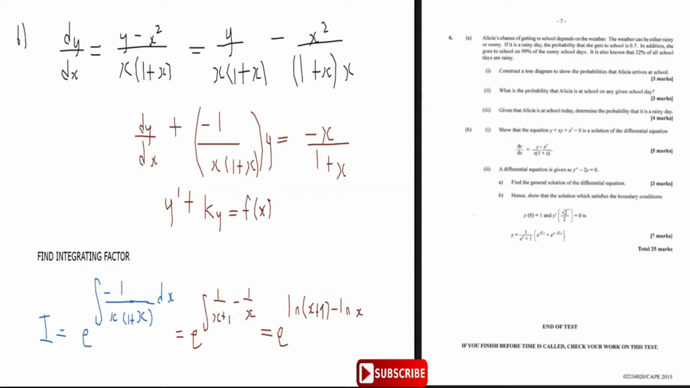Now, log a minus log b is equal to the log of a over b. So that becomes e to the ln of x plus 1 over x. And then what happened? The e and the ln cancel each other. So the integrating factor works out to be just x plus 1 over x. Nice and easy. The integrating factor is x plus 1 over x.